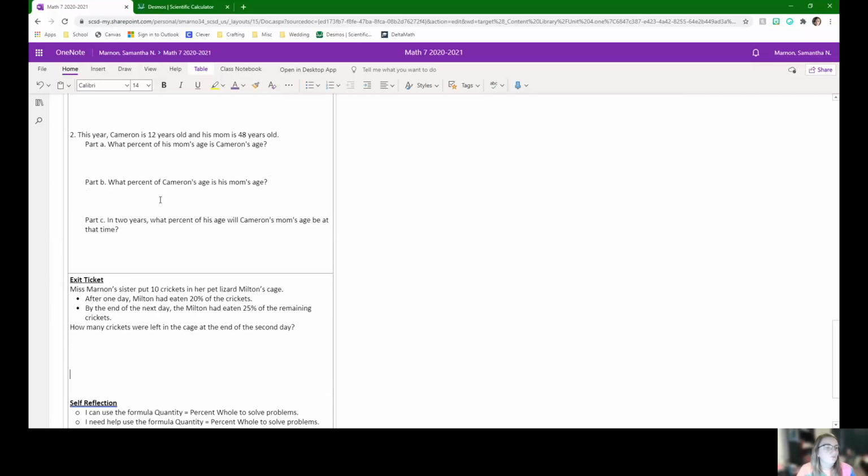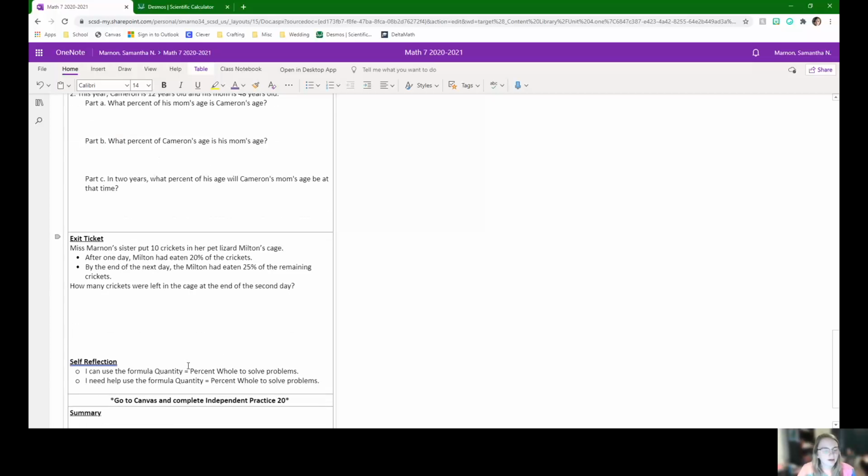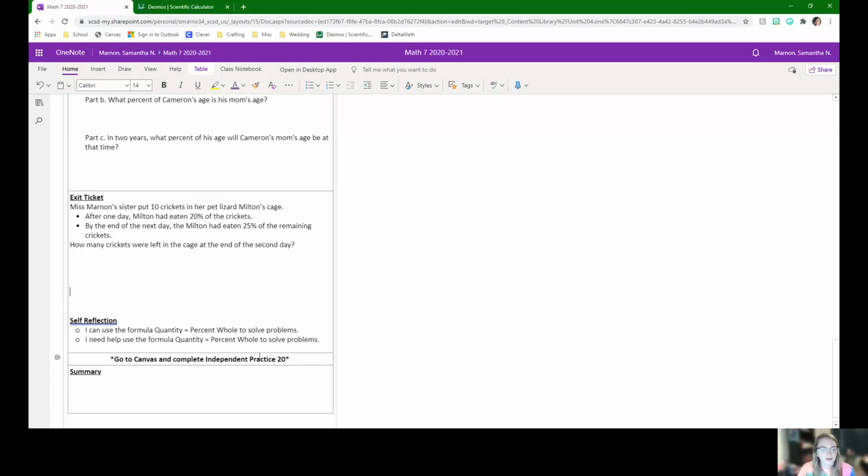So we have our exit ticket, we have our practice. We're going to use quantity equals percent times whole. When you're done, make sure you go into Canvas and complete independent practice 20.